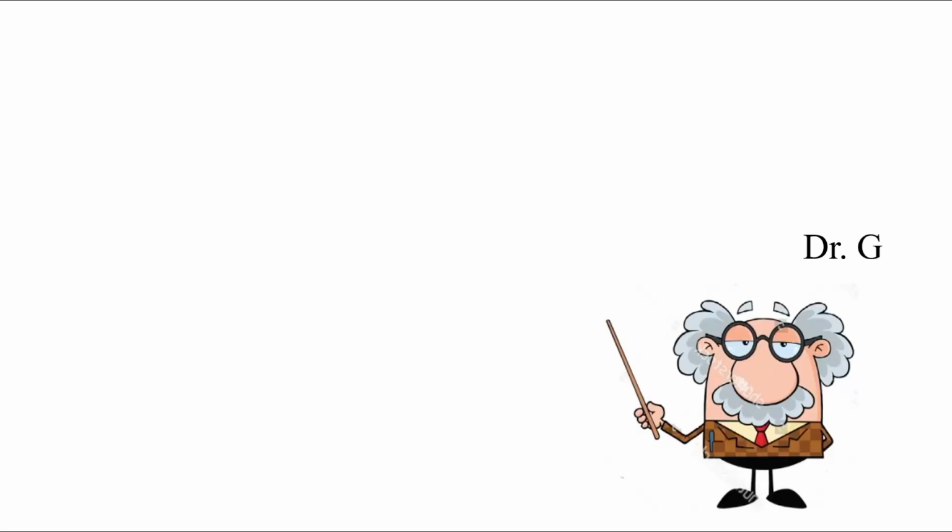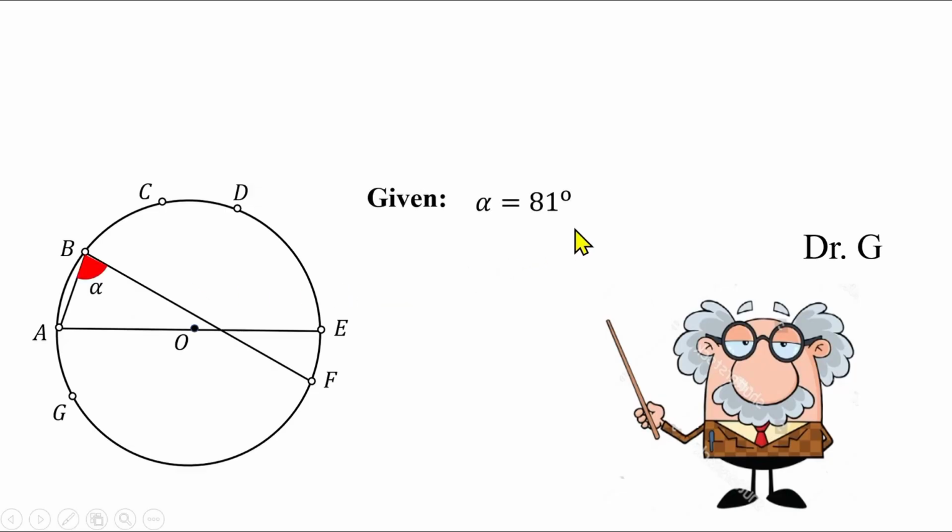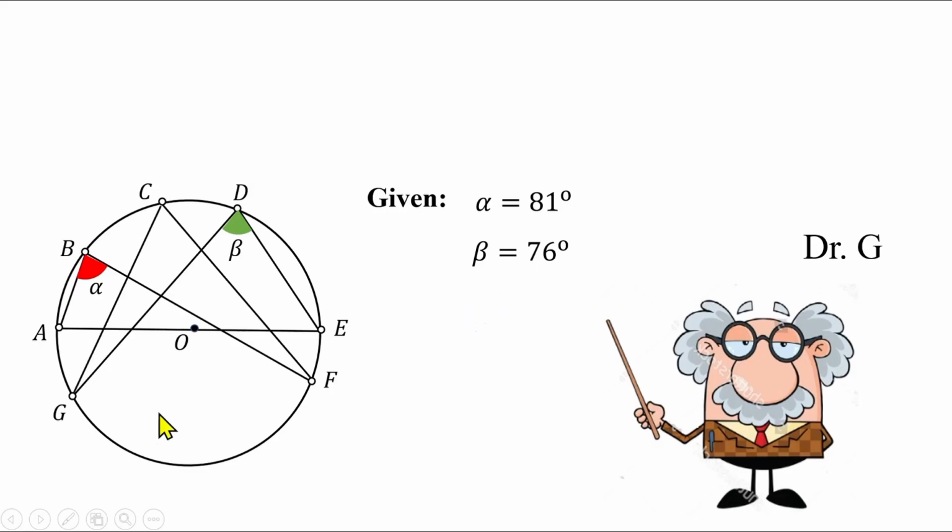Hello. Today's problem is based on a circle and 7 points, arranged as is shown in the figure. Known is that AE is a diameter. Inscribed angle ABF, which we denote as angle alpha, is equal to 81 degrees. Inscribed angle GDE, which we denote as beta, equals 76 degrees. And we need to find inscribed angle GCF, which we denote as gamma.